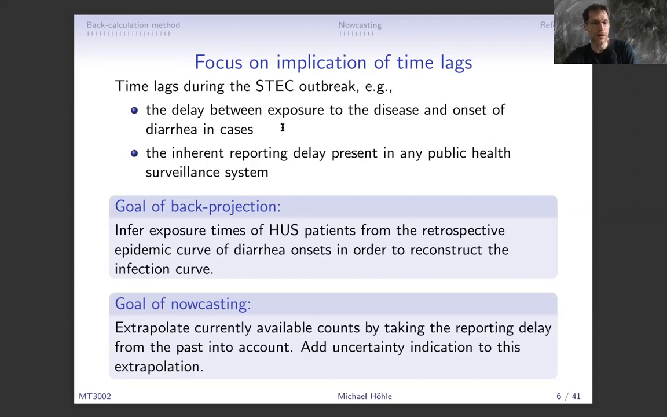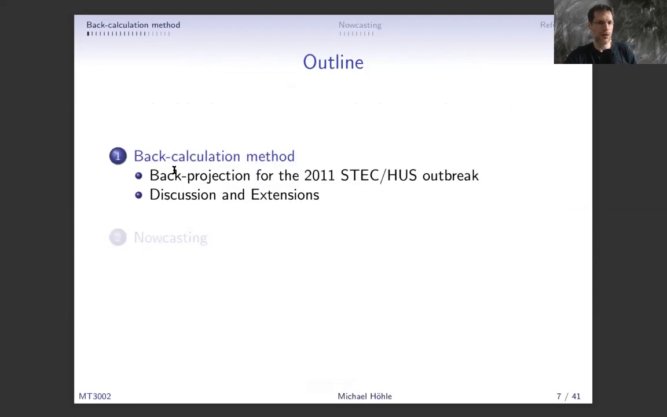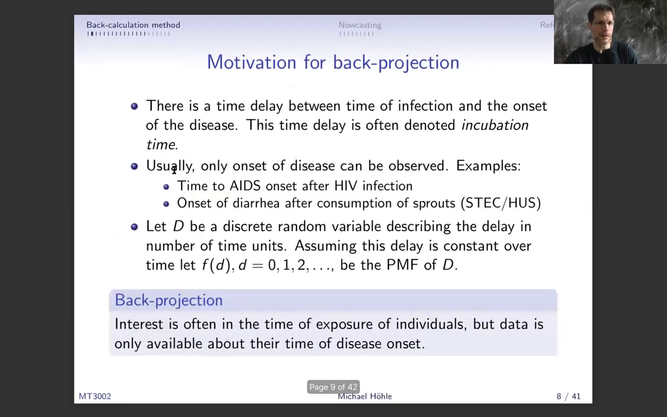Is once you see the onset of diarrhea in cases, how can you actually compute back to the time where they got exposed to the disease or infected by the disease. And the nowcasting is dealing with the second part, is trying to make the current and available counts, try to extract reporting delays and adjust for reporting delays in order to get a full picture of what is your current situation. So for now, we will talk about the back calculation method.